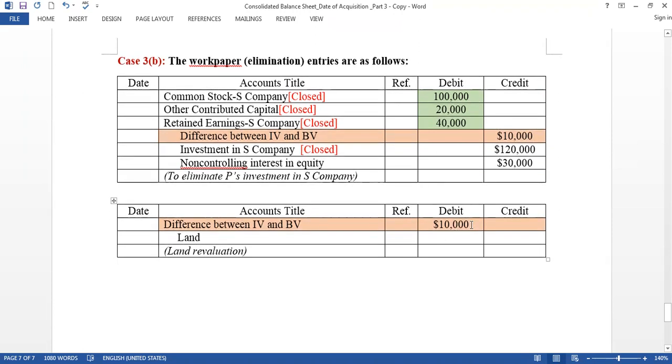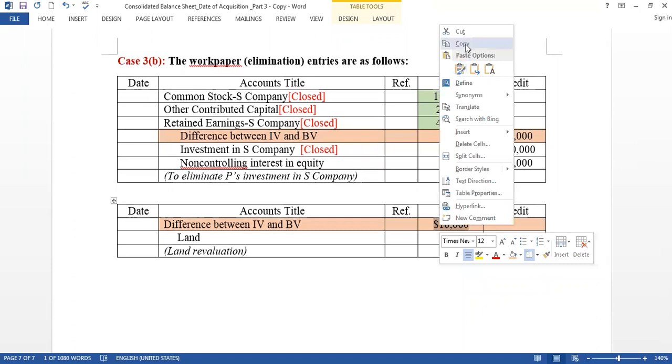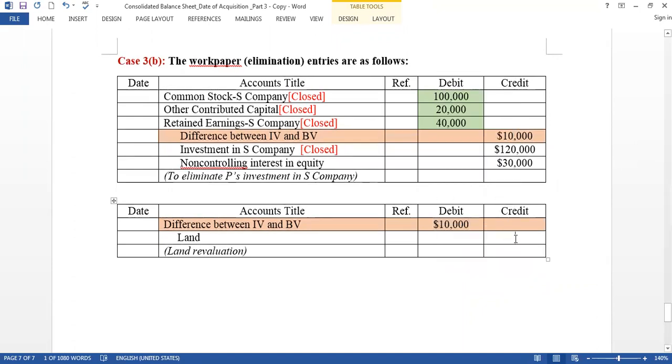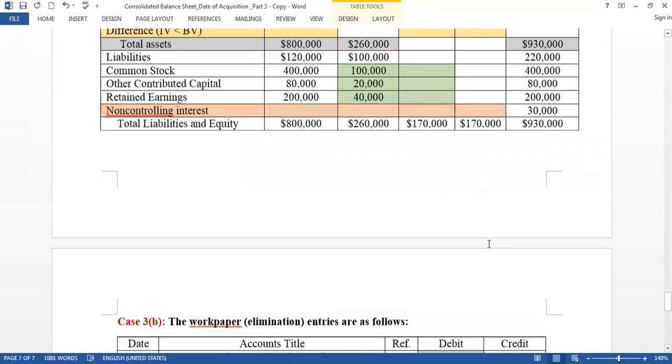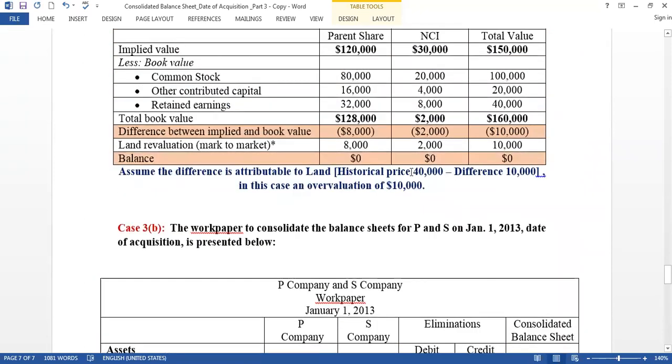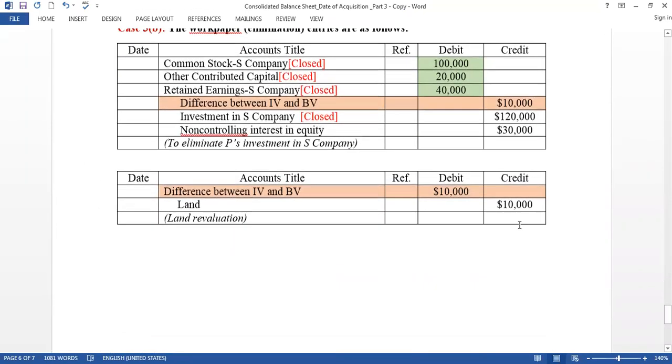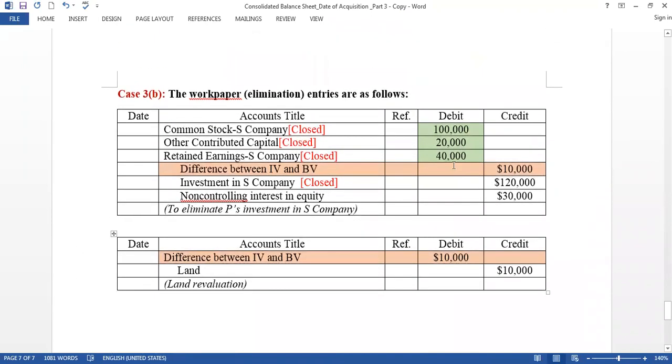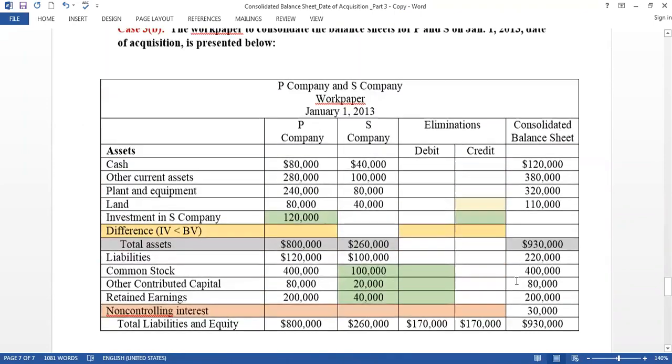And why is market price lower? Because land value decreased. So land value decreased $10,000, and you know that land increase is debit, land decrease is credit. So here we already know that land is decreased. This is the case. Historical price was $40,000. Now land value decreased $10,000. Land decreased, credit. We recorded credit. Now debit items will go to the debit side, credit items will go to the credit side of the worksheet.